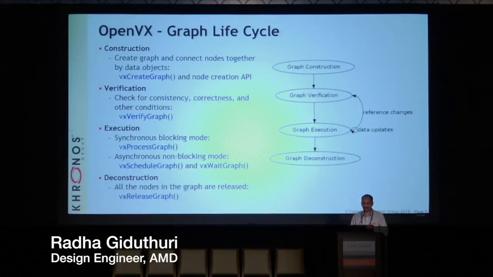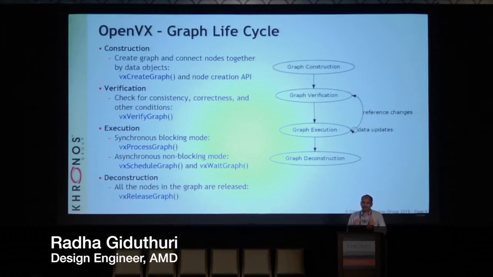Now for execution, there are two modes it supports. One is a synchronous mode, where you just call vxProcessGraph. As soon as the function returns, you know that all the outputs are available. The other is an asynchronous mode, where you issue a submit, or vxScheduleGraph, telling the graph to start executing, and the function returns immediately to the host code. The host code can then continue processing something else, and when it wants to wait for the results, it simply calls wait for the graph.